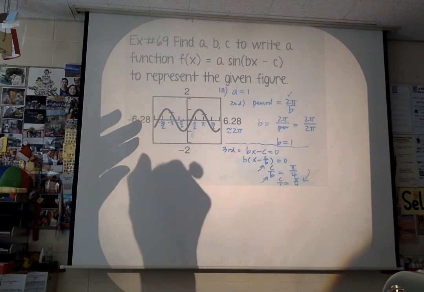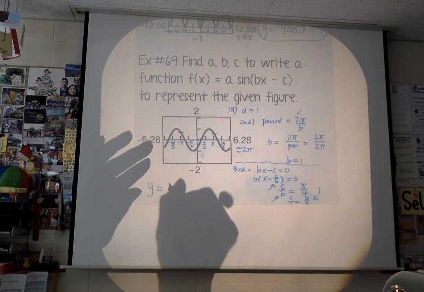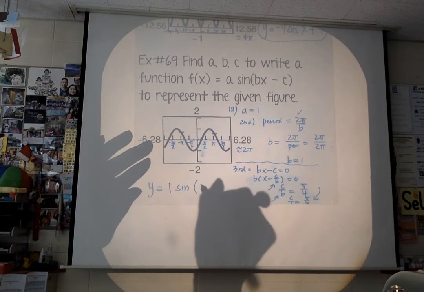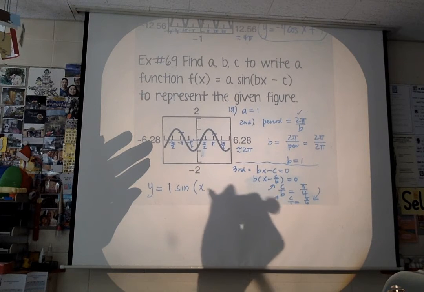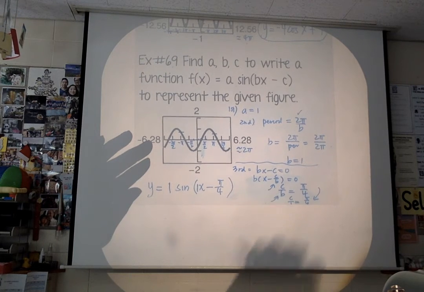Okay, so here's our grand equation. Y is equal to a, which was 1, and you know that it started from the minimum and it went up first. So we know it's going to be positive 1 sine x bx, which is 1, minus, I'll write the 1 here for now, and it's pi over 4, which was our phase shift.